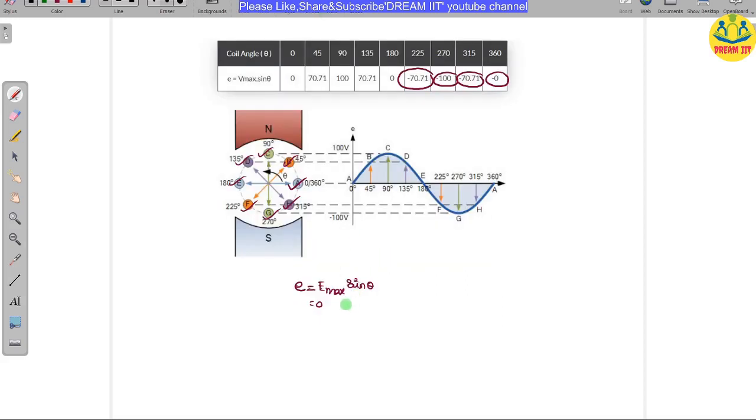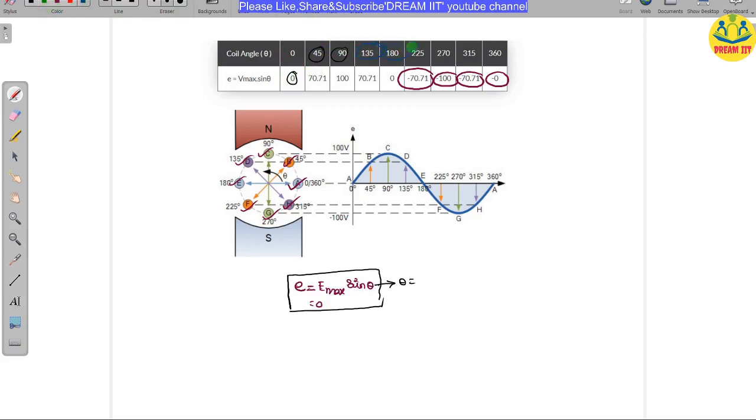This is the mathematical equation, and I will now show the proof of how you get it. E equals Emax sin theta. This is the equation I mentioned in the last class, where E is the induced EMF. If you substitute different values of theta, I have taken a tabular column showing the different values.